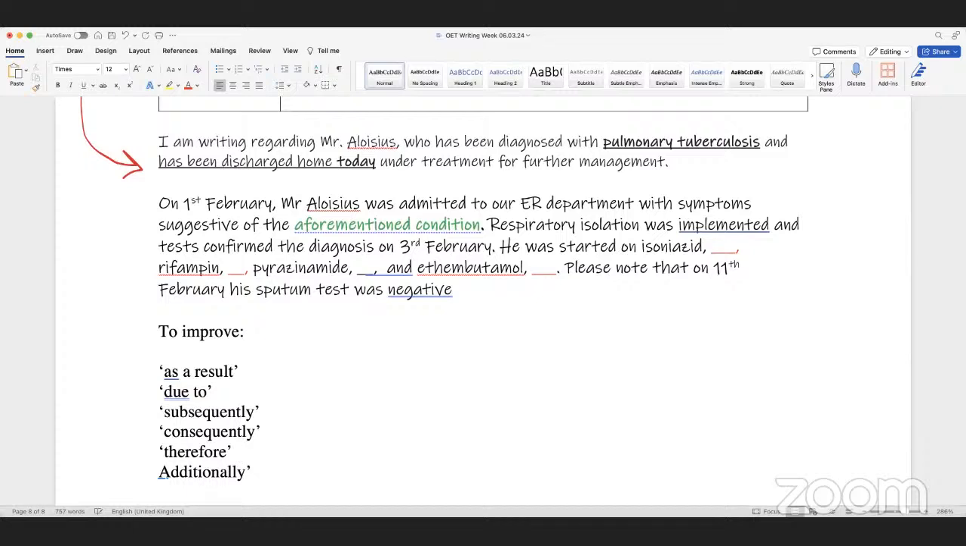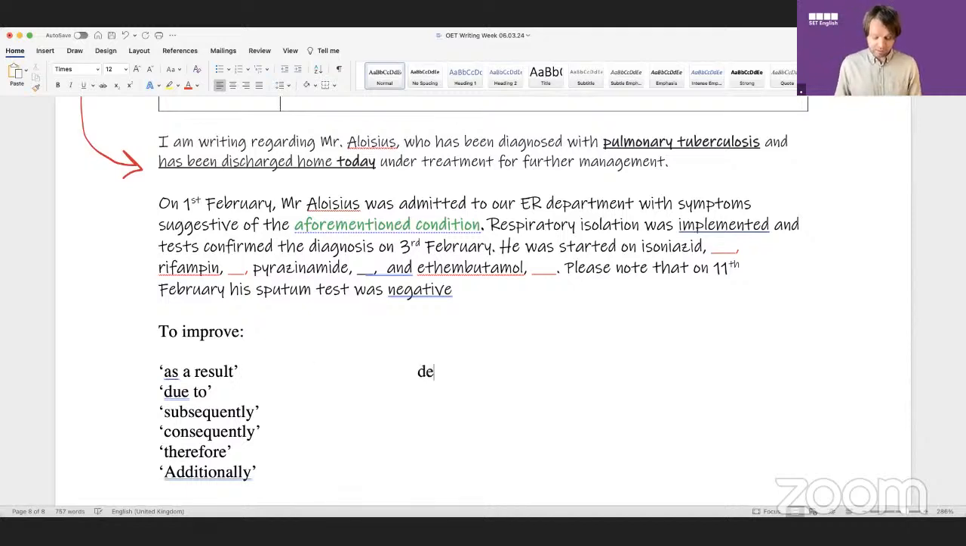Additionally, if you do something in addition to. Despite that, in spite of, and in addition. Contrast language is always very nice: despite, in spite of. We could say although.